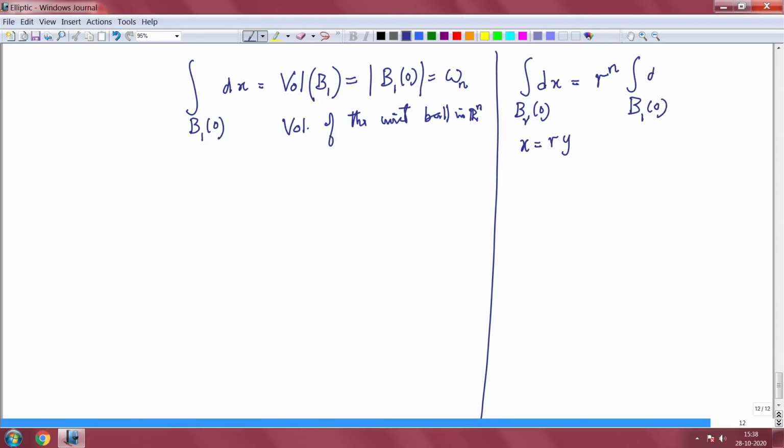So, all this should be familiar, okay. dy, that is nothing but r power n omega n, the volume of the ball of radius r. So, it is better to know all these things.